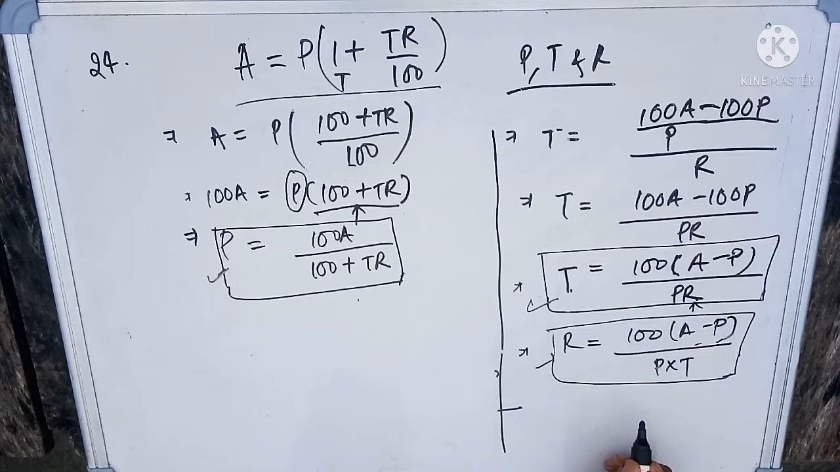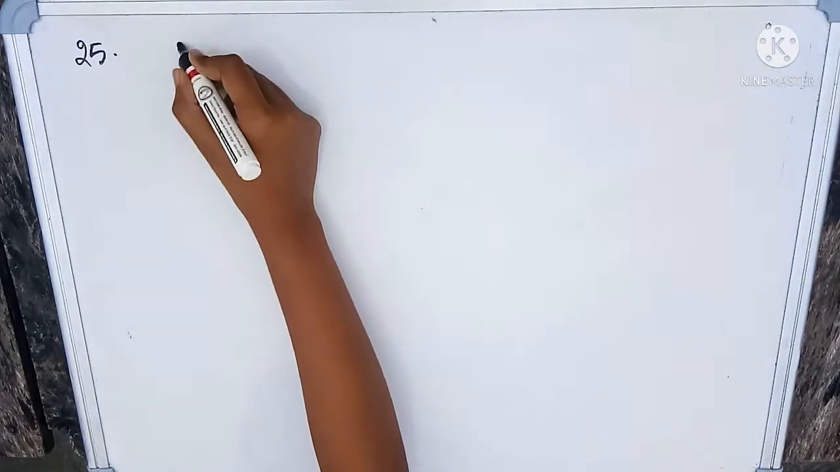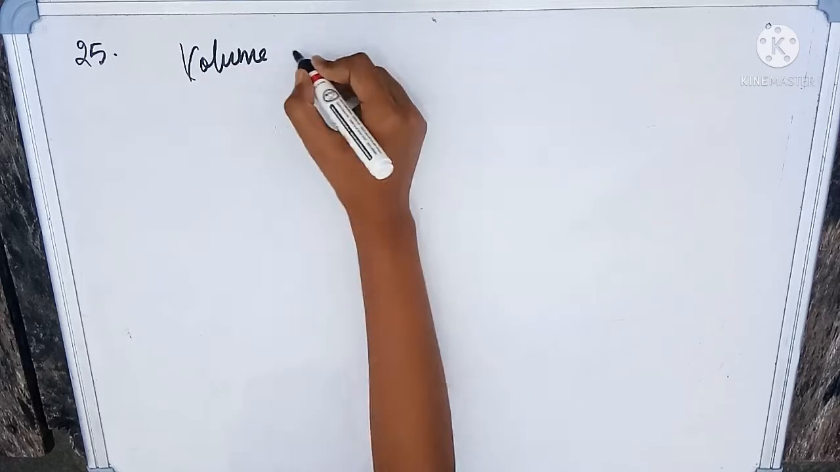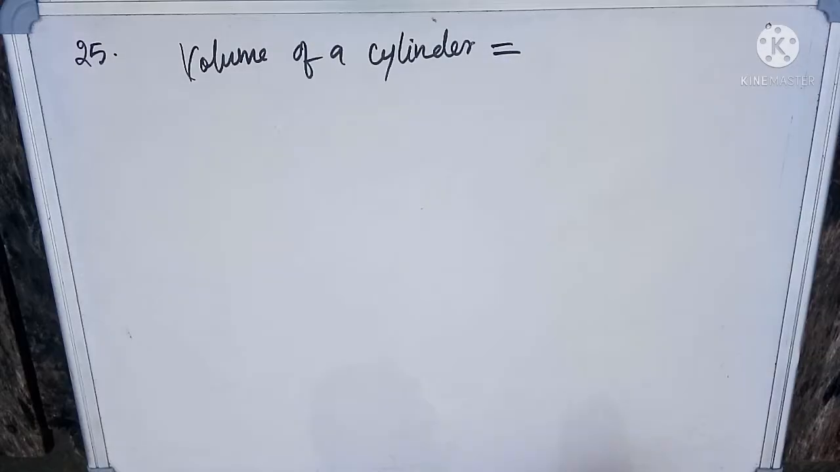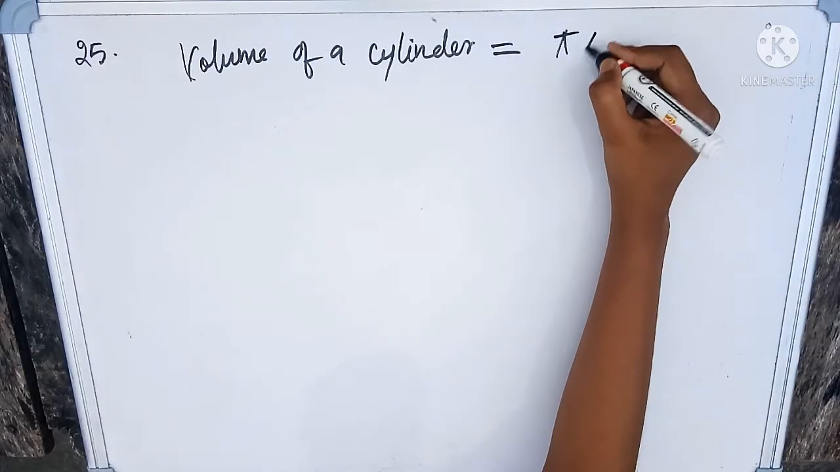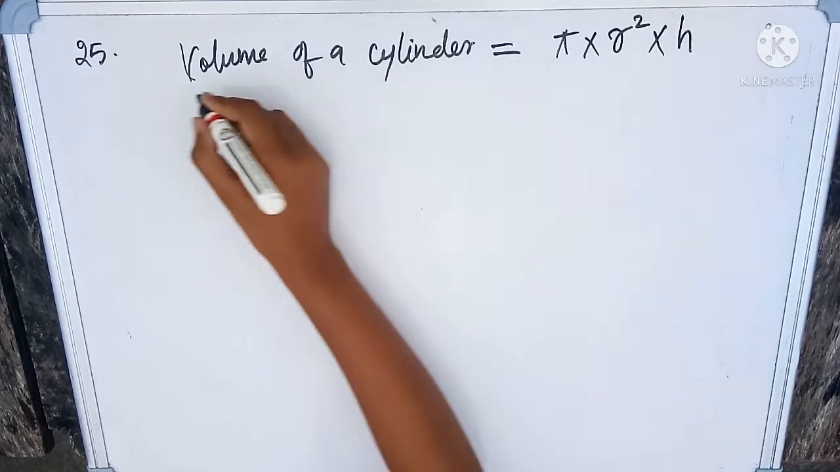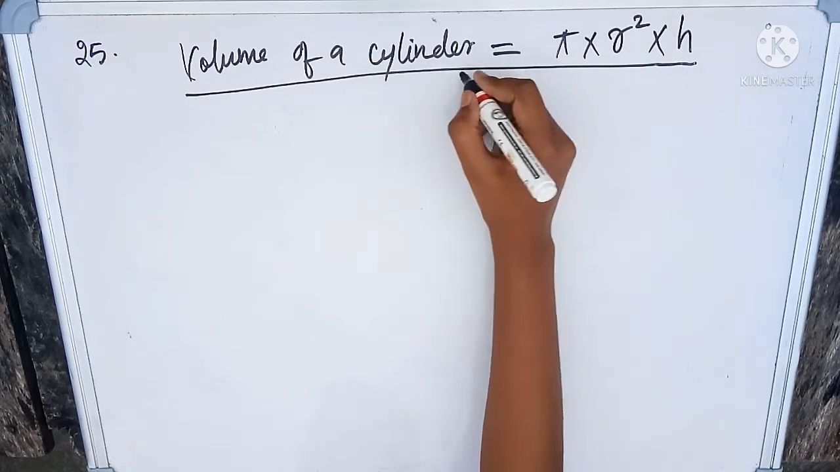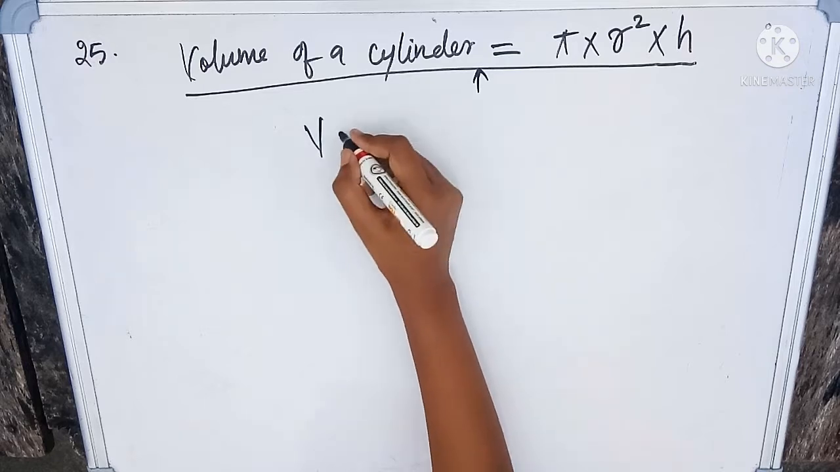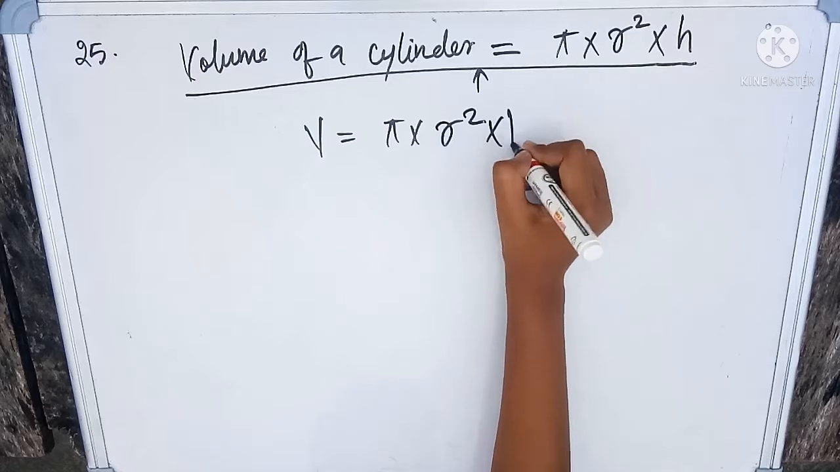Next we have question number 25. Question number 25 says that we have to frame the formula for the volume of a cylinder. So it says that the volume of a cylinder is equals to the product of pi and square of radius r and multiplied by h height. So this is the volume of cylinder given in the question form, and we have to transfer it into the formula. So we can write it as volume V is equals to pi multiplied by square of radius and multiplied by height h.